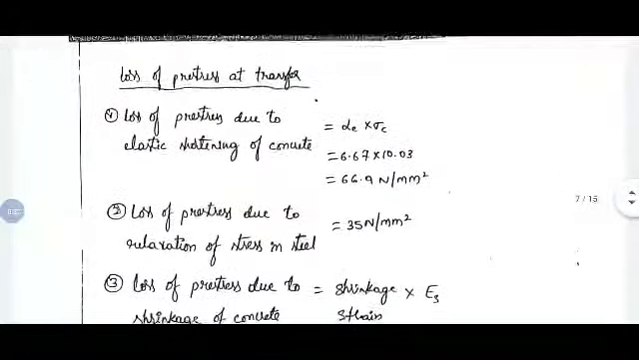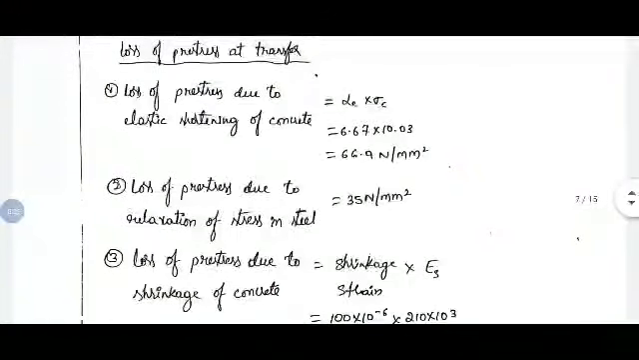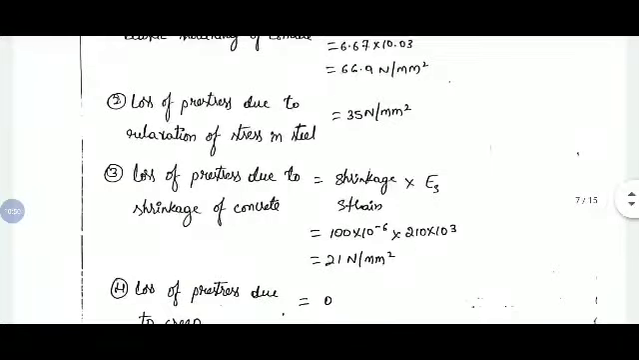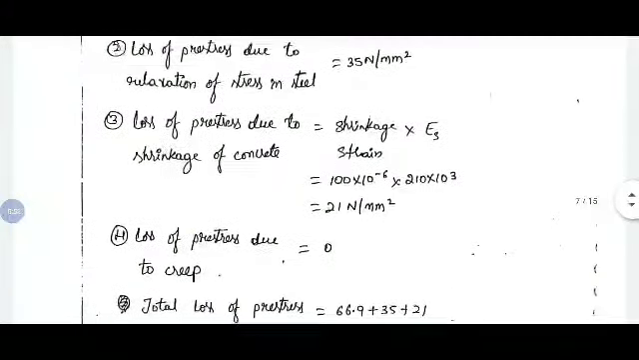Then loss of pre-stress at transfer, that means immediate losses, the losses which come under immediate losses. One is elastic shortening, relaxation of stress in steel. It will come under both immediate loss and time dependent loss. Then shrinkage also comes under both, and loss due to creep is time dependent.